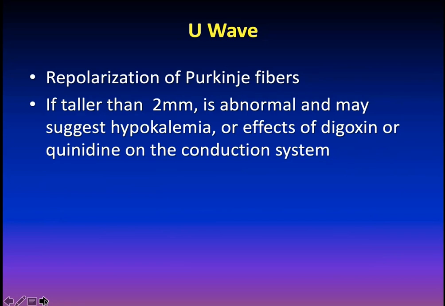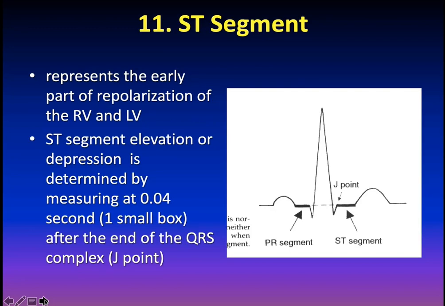Okay, the U wave is secondary to the repolarization of the Purkinje fibers. It is usually present if the patient has hypokalemia. More than 2 millimeters is already abnormal. And usually you can also see a U wave in patients using digoxin or quinidine as anti-arrhythmics.